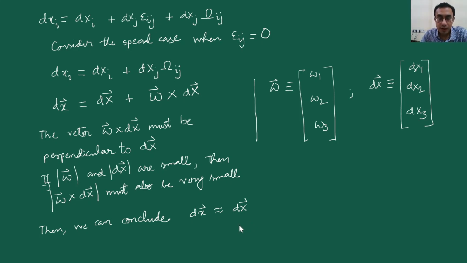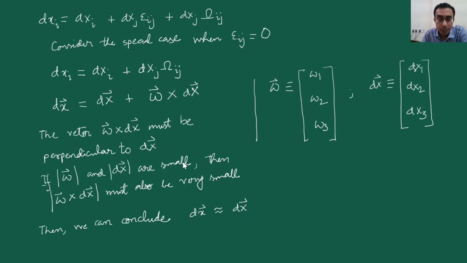So think for a moment about what we have concluded. First of all, we started with epsilon ij equal to 0. So we are working under no strain. Then we are saying that we manage to write it like this, and because overall the deformations are small, this omega cross dx term must be small, and from that we conclude that the difference in the position vectors of two neighboring points in the deformed state, that is what is meant by this d small x vector, must be approximately equal to whatever the relative position vector was between two neighboring points in the undeformed state. And that is exactly what is meant by rigid body motion.